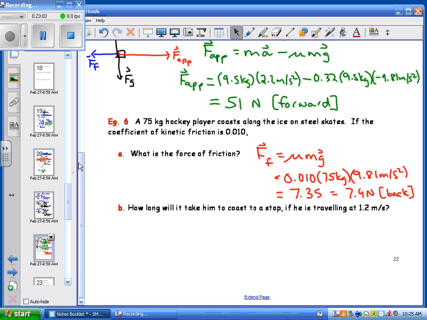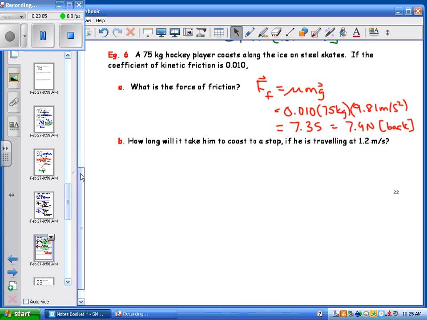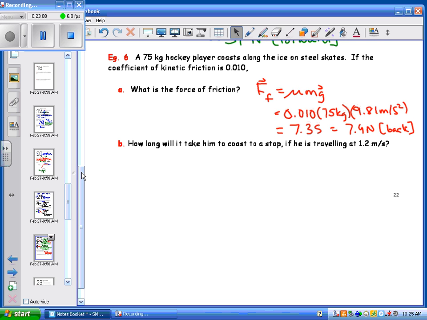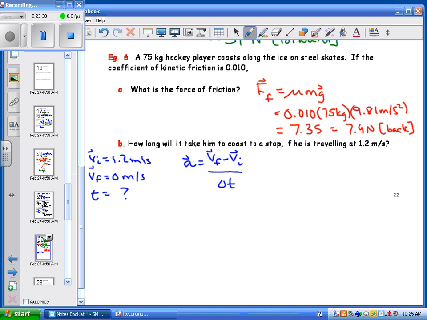Now, in the next part here, we're going to have to do a little bit of calculating. We want to know how long will it take him to coast to a stop if he's traveling at 1.2 meters per second. So VI is 1.2 meters per second. VF is 0 meters per second. We're looking to solve for time. But in order to find time, because we're going to use this formula, acceleration is VF minus VI over delta T. So delta T is VF minus VI over acceleration. So I'll move this one down here. We need to find what our acceleration is. So we also have to find acceleration.